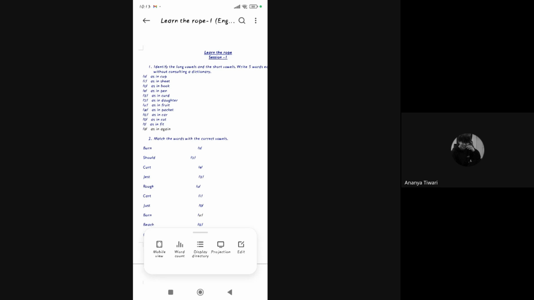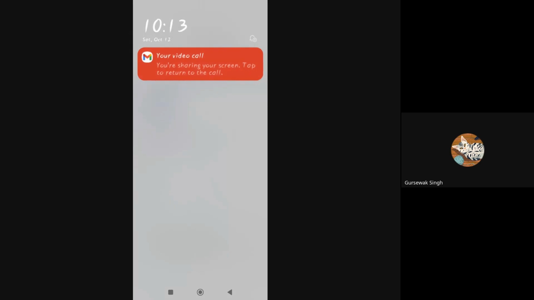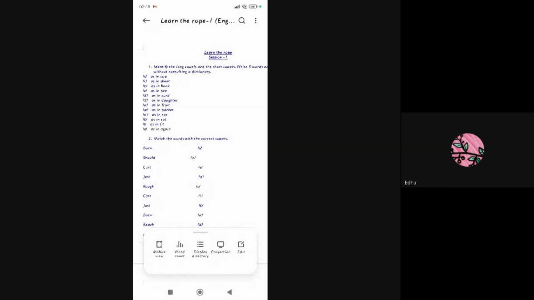Next one, packet. Packet has a short vowel. It's a sound which in English is very distinctive, right? It's a short vowel. Packet. So this is a short vowel.